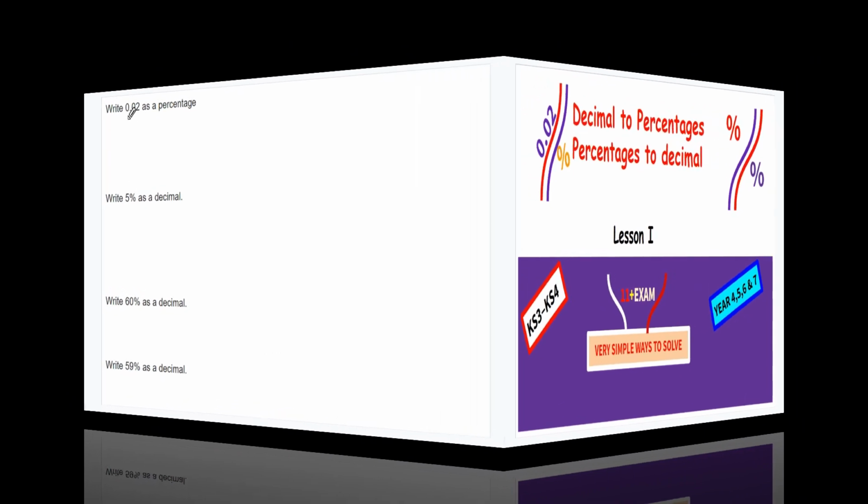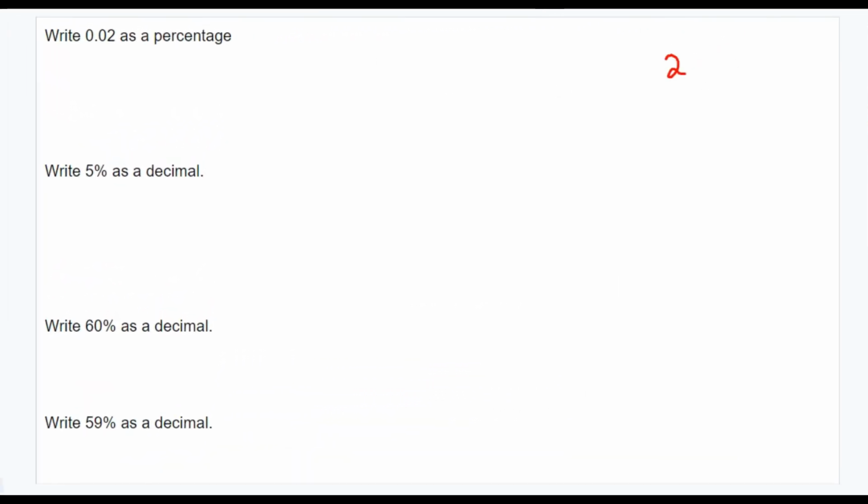Today we are going to learn percentages and how you can convert decimals into percentages and percentages to decimals. So let's start. Only two things you need to learn over here, then you're done.